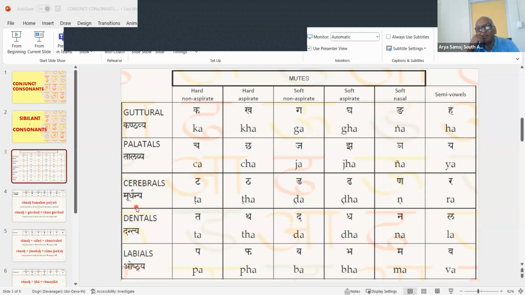Da. Danda, punishment. Danda. See, anda, or even anda as an egg. Anda. See, it's got to go with the da. It has to be a cerebral na. Anda. Look at the next line. Ta, ta, da, da, and na.